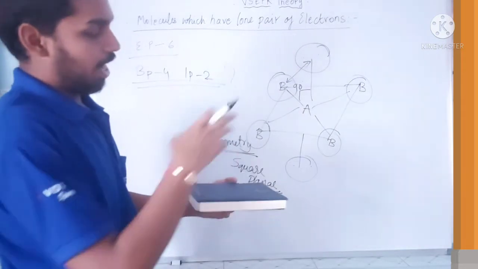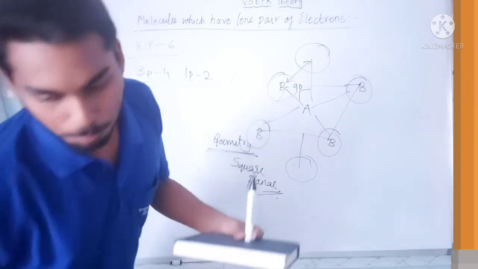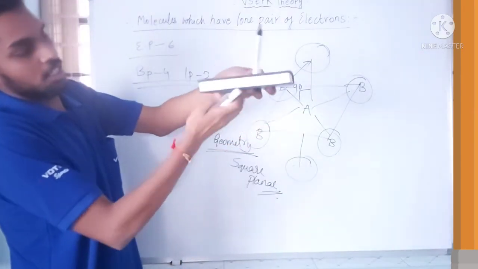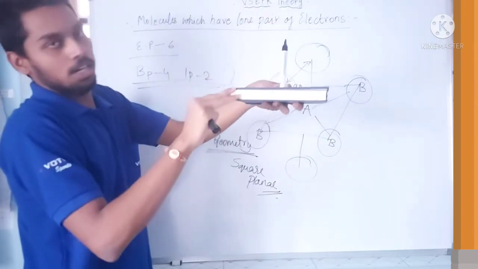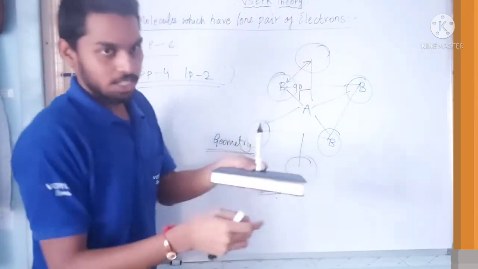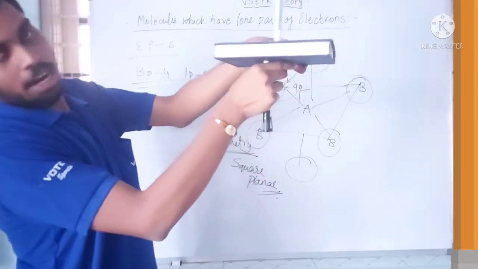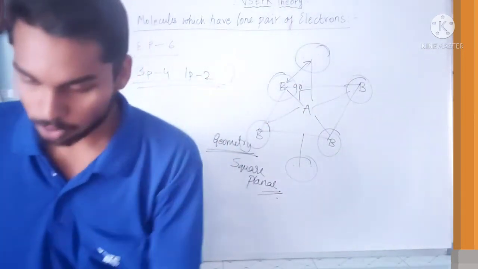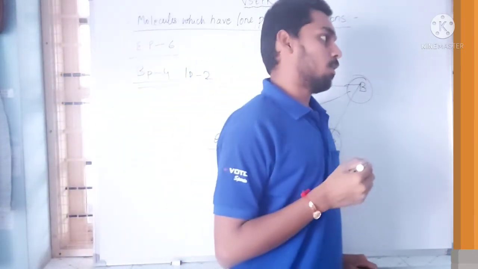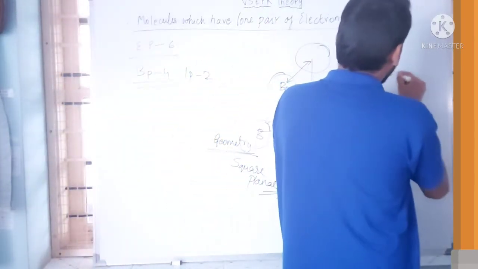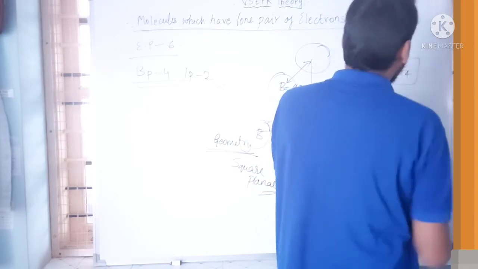Square planar, and above it I have one lone pair, and below it I have a lone pair. So these are the 2 lone pairs. I have 4 atoms at the 4 corners of this square planar, and I have 2 lone pairs above and below the plane of this paper or book. So an example for this kind of structure is xenon tetrafluoride. So this is a good example.